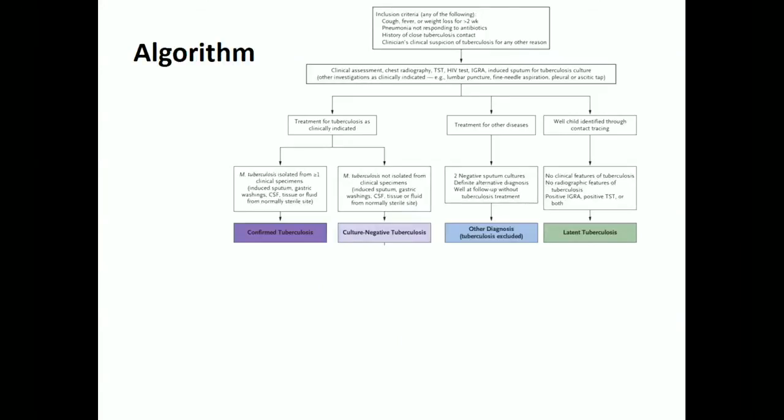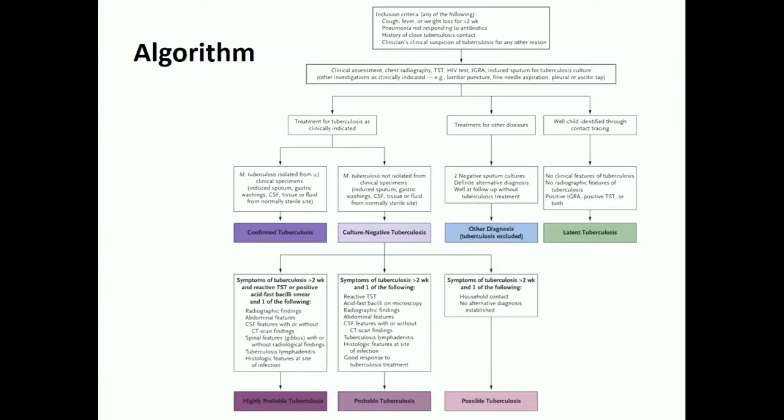So in our clinical categorization, we had confirmed tuberculosis, other diseases, and we also had this group of culture-negative TB. And we assigned them to 3 different groups according to the clinical team's assurance of the patient having TB. So we had a highly probable TB group, a probable group, and a possible group.